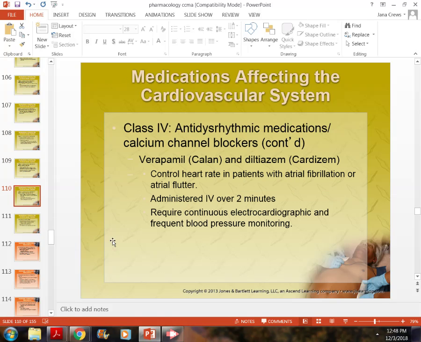So here's some examples of class 4 calcium channel blockers. Verapamil or Calan, diltiazem, those are given IV usually, and they have to be administered over a couple of minutes. And then diltiazem can be given continuously for a little while. Once again, then they usually switch them over to something like lisinopril, benazepril. Verapamil can be given in pill form as well. Diltiazem or Cardizem is a pill as well. They can be given IV and PO.